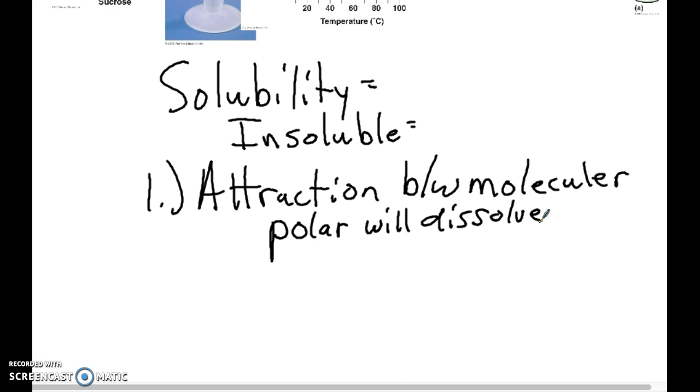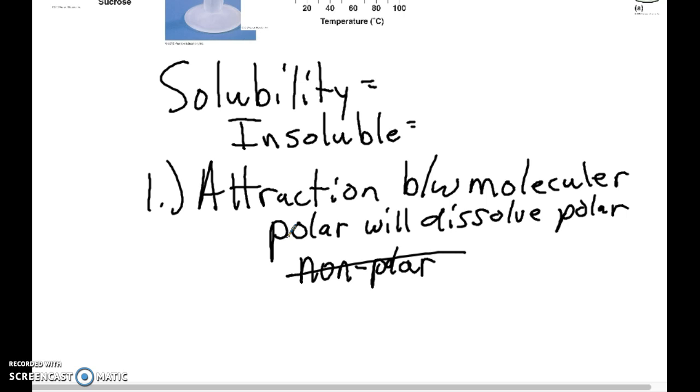The less attracted they are, for example, if you put a nonpolar substance in there, this nonpolar will not dissolve in the polar because there's no attraction between them. So basically, it depends on the attraction. If they are attracted to each other, then they mix together and they will dissolve. But if not, they will not.